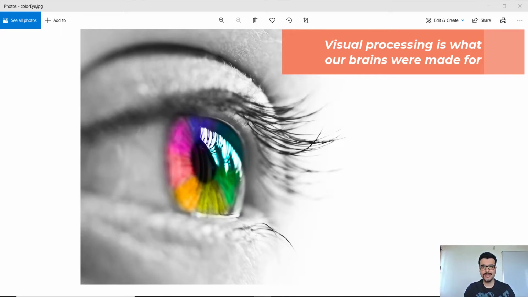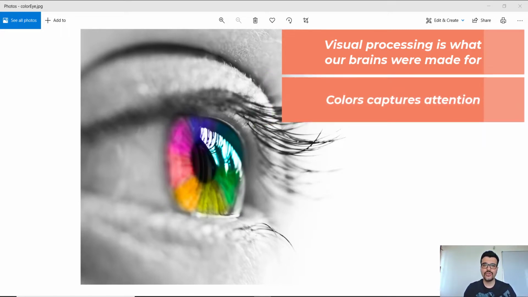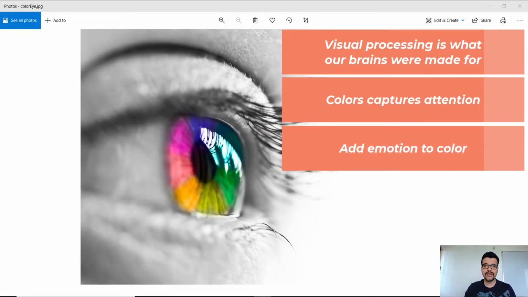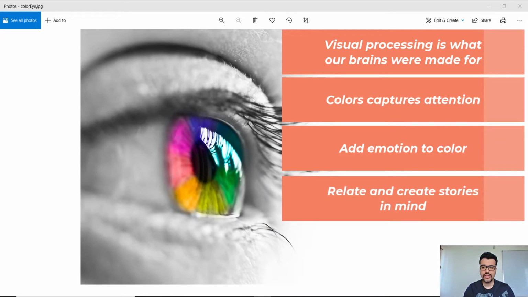And since we are seeing things since day one of our existence, this is the simplest means for understanding anything. The second reason is that colors capture our attention. You might have noticed that several companies like Twitter, Facebook, and many others use blue in their logo. Why is that? Because blue is pleasant and more attractive to our eyes. The third reason is that we tend to add emotion to colors. Red resembles passion or anger, and white resembles sereneness, cleanliness, or even peace. The fourth reason is that we can relate things through visual perception and create stories of our own, so that it is easier to remember.